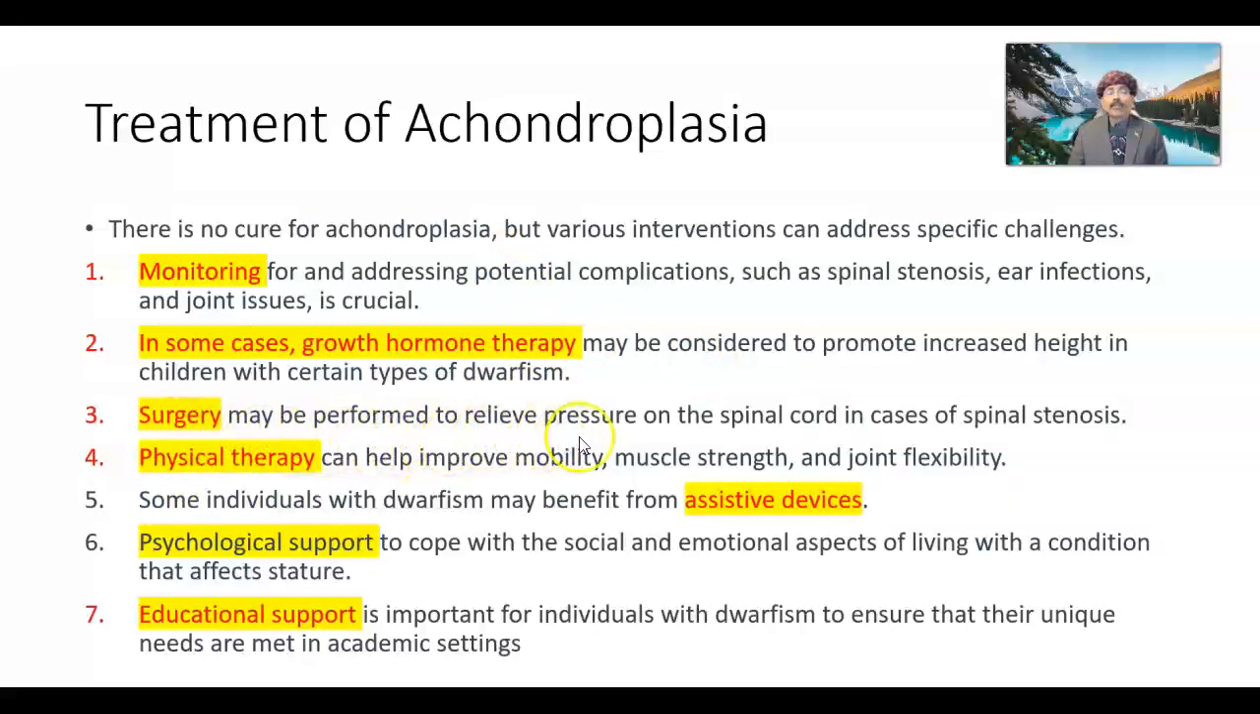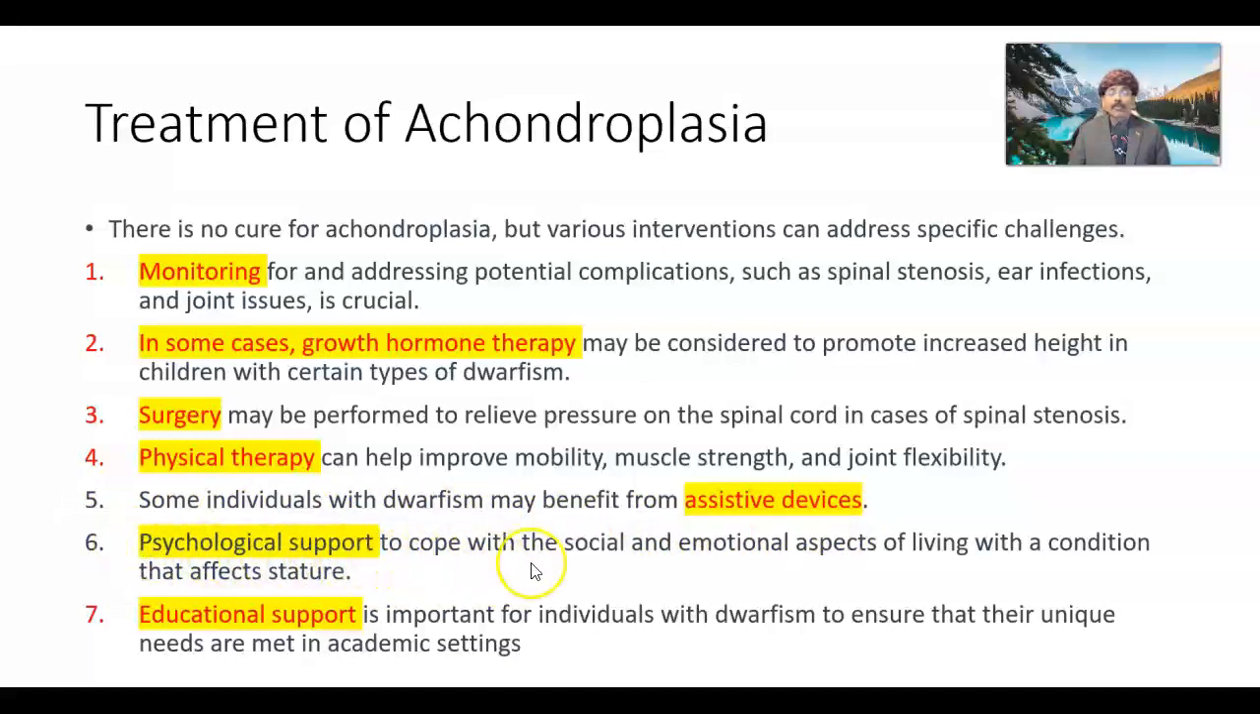Surgery may be performed to relieve pressure on the spinal cord in case of spinal stenosis. Physical therapy can help improve mobility, muscle strength, and joint flexibility. Some individuals with dwarfism may benefit from assistive devices like some orthopedic devices.